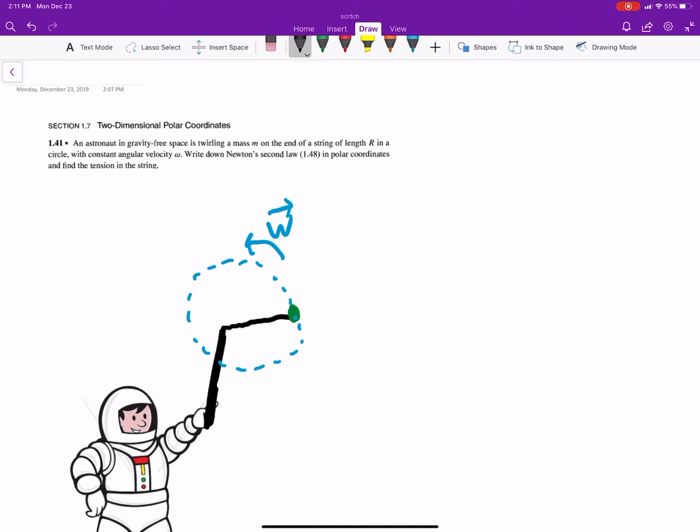Basically, we just have an astronaut in space, and he's twirling a mass m at the end of a string of length r. This is the string right here. In fact, I'll do it in a different color, maybe red. This is the string. And he's just swirling it around. It has length r, and it moves with a constant angular velocity omega.